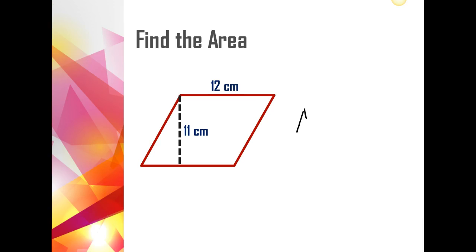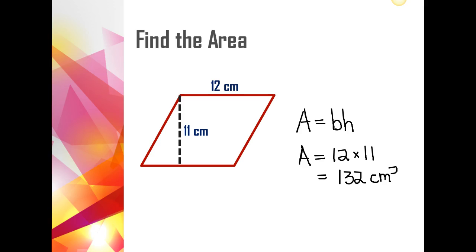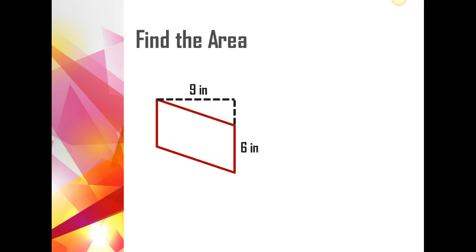Let's find the area of the parallelogram. The area is the base times the height. The base of the parallelogram is 12 centimeters, and the height is 11 centimeters. We will multiply 12 times 11 and find that the area is 132. And of course, we must apply a proper label, and that would be centimeters squared. On this parallelogram, the height is drawn on the outside, but that doesn't change anything about the way we calculate the area. We will multiply the base times the height.